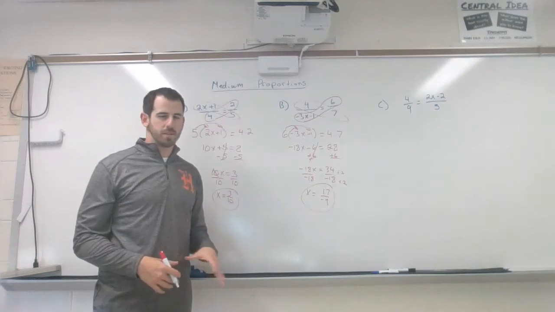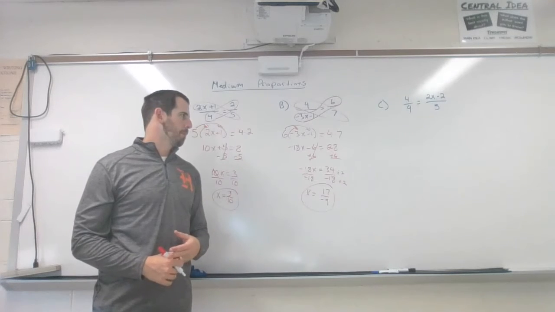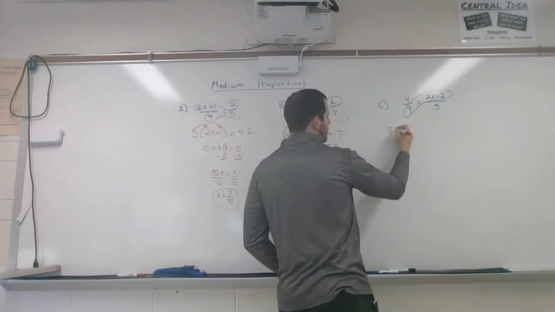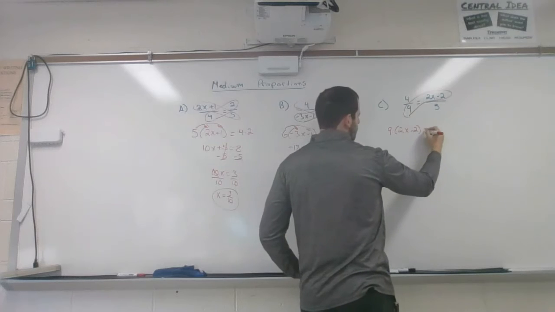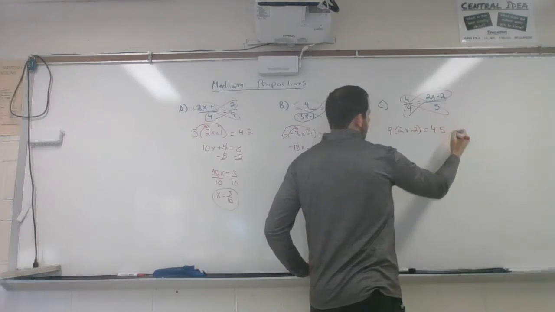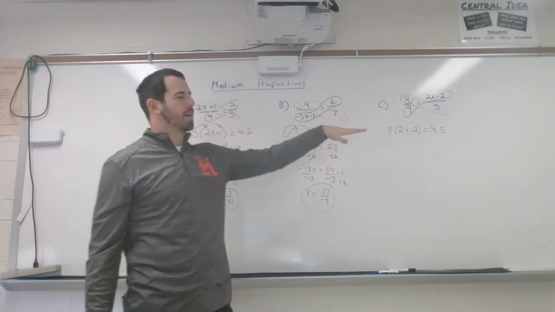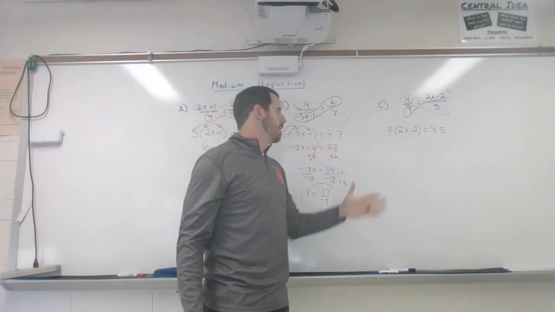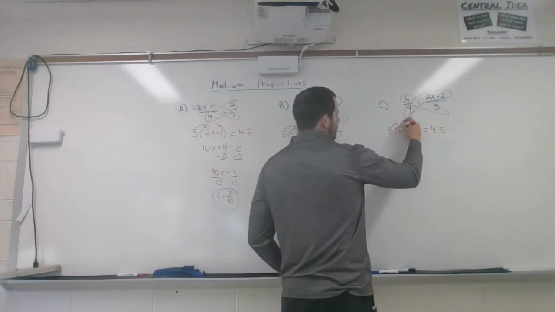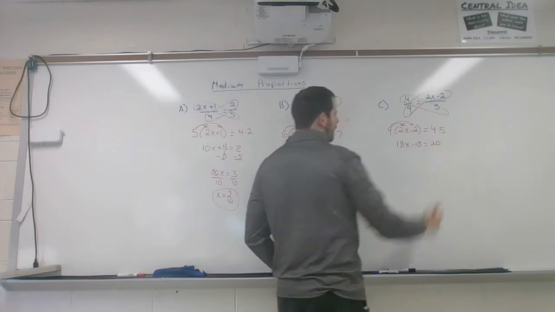Okay, go ahead, pause it, get that down, and then try C on your own first before hitting play. Alright, here we go. So, same start. I'm going to have 9 times the 2x minus 2. And now I'm going to have 4 times 5. Now, a lot of people get used to just writing down 20 for that 4 times 5 and not worrying about writing it out first, but I just write it out just because we're already needing to distribute, so it's just the same kind of step. Distribute our 9, so we'll get 18x minus 18 equals 20.